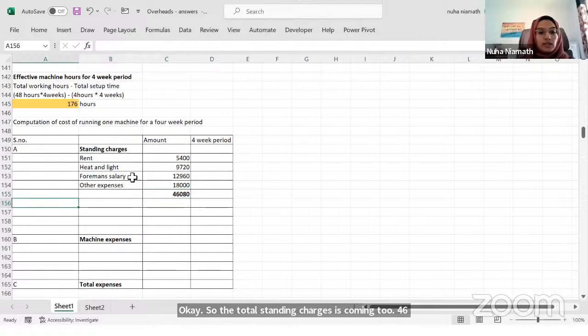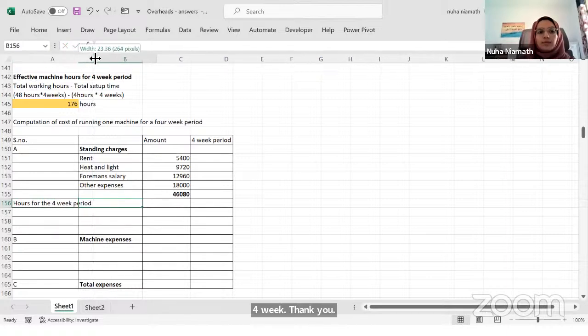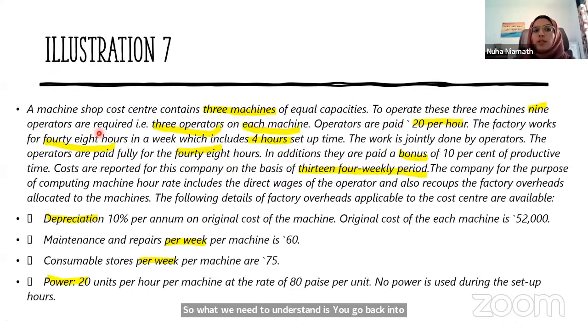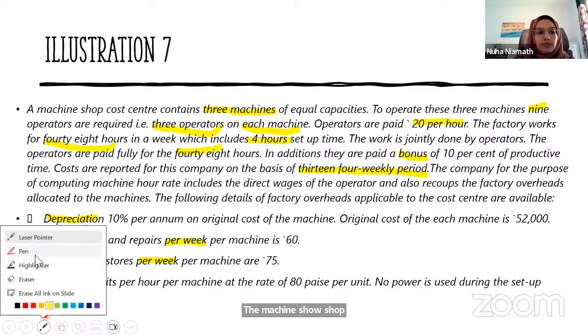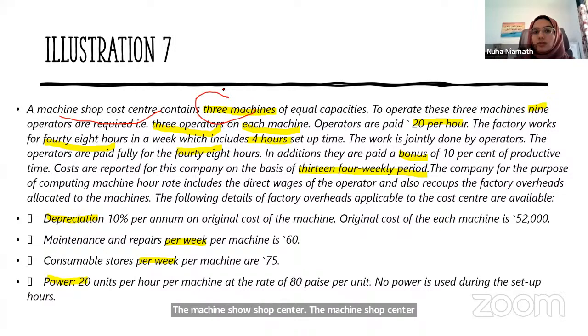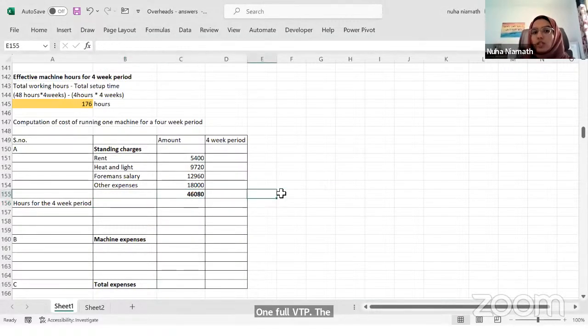Now, what we need to calculate is the cost for the 4-week period. Let's look back at the question. The machine shop center contains 3 machines, correct? And we are now calculating the cost of that shop center where the machine is located. It has 3 machines, and in a year we have 13 4-weekly periods. So we need it for 1 machine and for 1 4-weekly period. This 46,000 is for 3 machines and for 13 4-weekly periods. So how do we calculate it for 1 machine and for 1 4-weekly period?